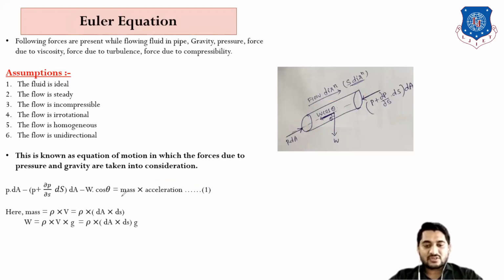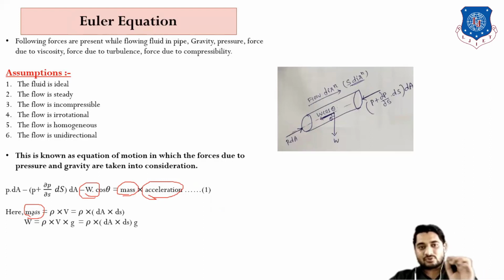So first of all, here we have to find mass, acceleration and the value of W for simpler equations. First of all, mass. You already studied in chapter number 1. What do you mean by mass? Mass is equal to rho into V, right? Rho is density, so rho is equal to mass by volume. So mass is equal to rho into volume.